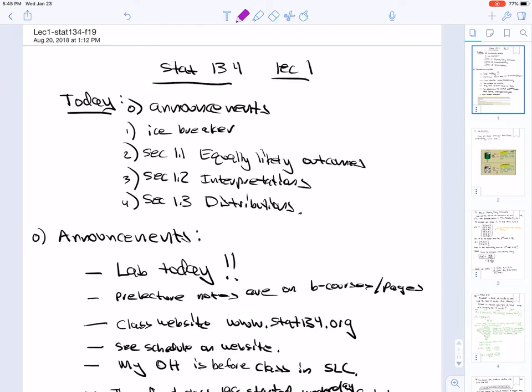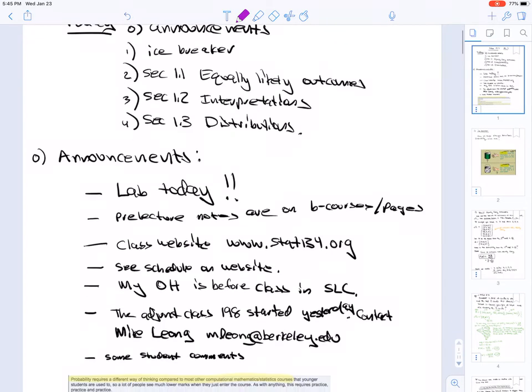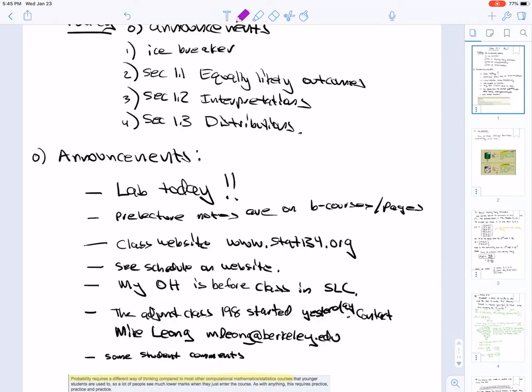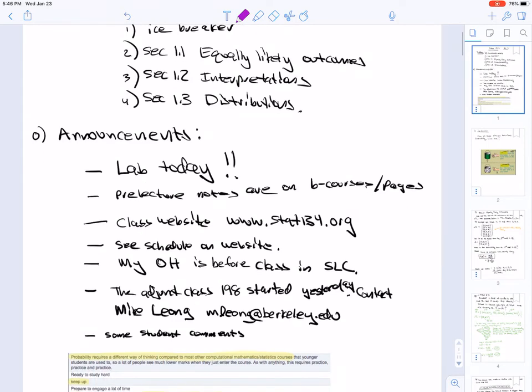Today I gave an announcement, we did an icebreaker, and then we started in the book sections 1.1 on equally likely outcomes, 1.2 on interpretations, and we started section 1.3 on distributions. So there was no lab today, or there was a lab today. Also, pre-lecture notes are on bCourses pages, so make sure you check that out before every class.